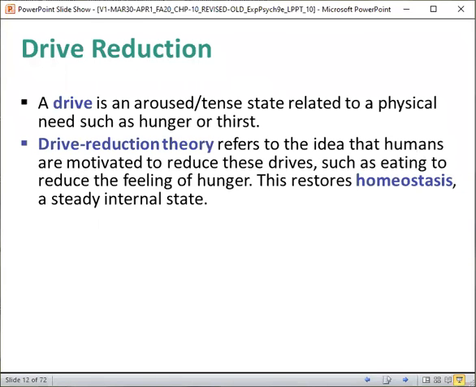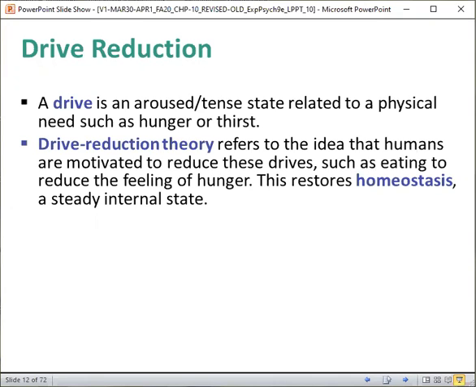So, drive reduction theory refers to the idea that humans are motivated to reduce these drives because we don't like them. They make us feel uncomfortable. So we're motivated to reduce these drives, such as eating to reduce the feeling of hunger. We eat to get rid of that drive of hunger. And when we do that, when we eat and we feel satiated, we are okay. This restores us to homeostasis, a steady or balanced internal state. We're not hungry anymore. We're balanced, okay? So we're not starving. We're not hungry. We're not overfull. We're in balance. So that's what we're looking for, that level of homeostasis.